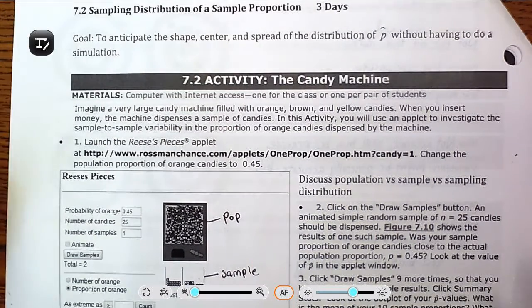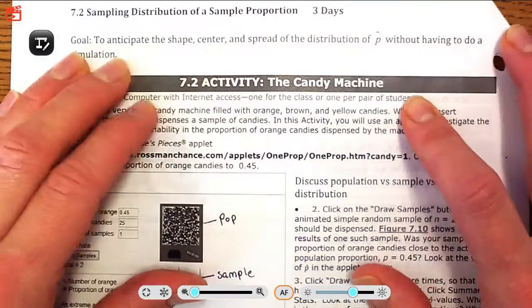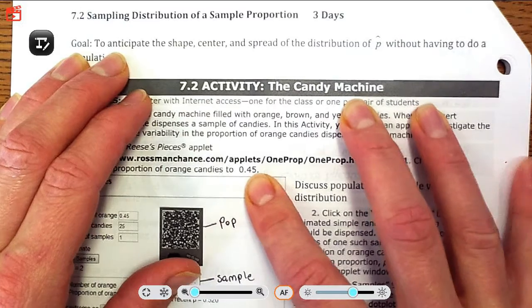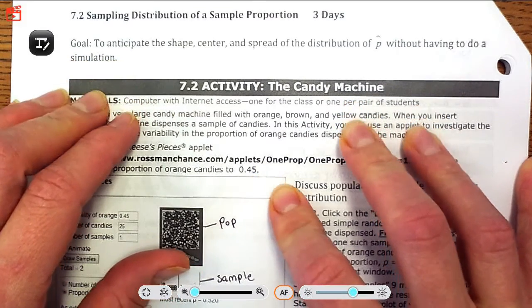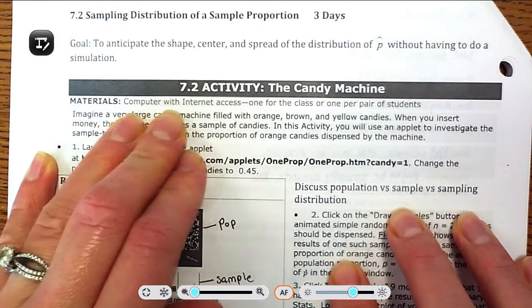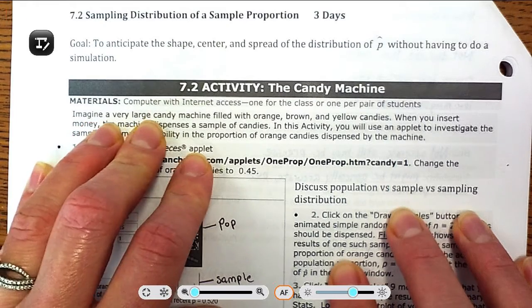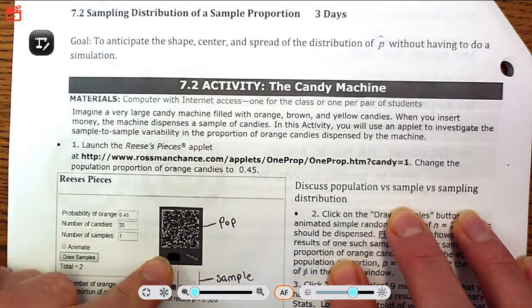Welcome to lesson 7.2, sampling distributions of a sample proportion. Your goal is to anticipate the shape, center, and spread of the distribution of p hat without having to do a simulation. Okay, so imagine a very large candy machine filled with orange, brown, and yellow candies.